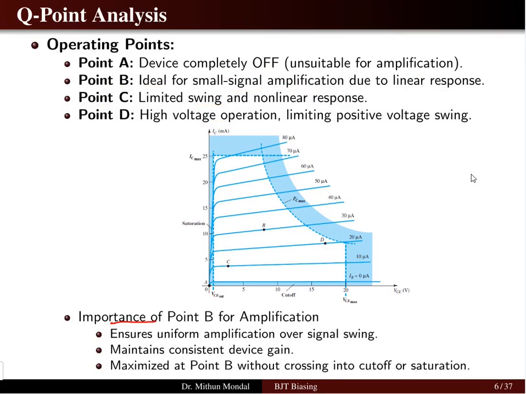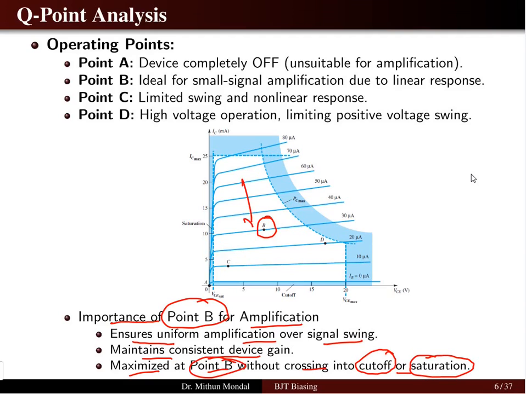So we can say that point B, which is very much suitable for the amplification process, ensures uniform amplification over signal swing and maintains consistent device gain. It is also maximized at point B without crossing into cutoff or saturation. Apart from the active region, you have the cutoff region and the saturation region, and your point B usually lies in the active region.